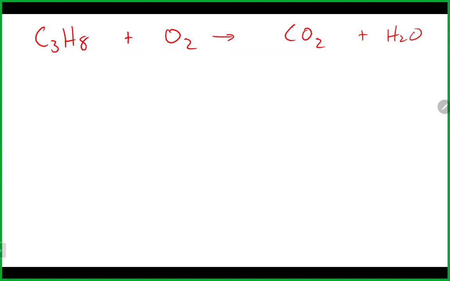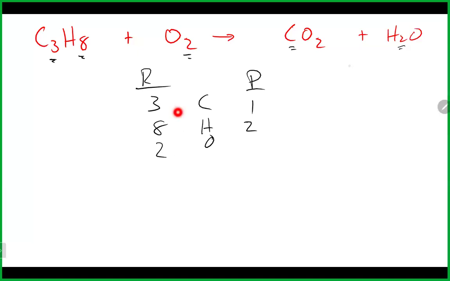Okay, let's take a look. So again, I'm gonna make my table here, reactant side, product side, with carbon, hydrogen, and oxygen. We have 3 carbons on the left and 1 on the right. We have 8 hydrogens on the left and 2 on the right, and 2 oxygens on the left. Oxygens on the right-hand side, we have 2 there, and we don't want to forget about that one over there, so that is 3 oxygens on the right-hand side.